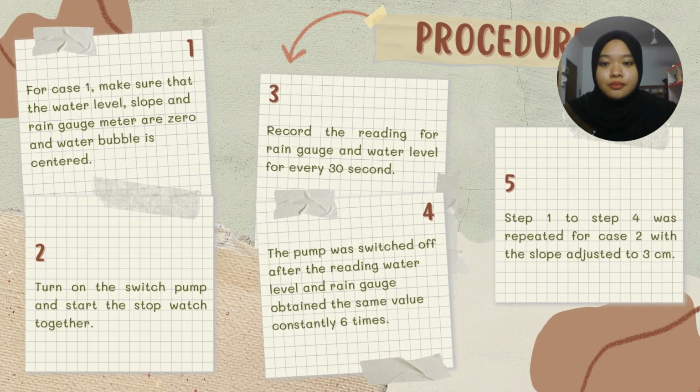The procedure for this lab: first step, for case 1, make sure that the water level, slope, and rain gauge meter are zero and the water bubble is centered. Next, turn on the pump switch and start the stopwatch together. Step 3, record the reading for rain gauge and water level every 30 seconds. Step 4, the pump is switched off after the water level and rain gauge readings obtain the same value constantly 6 times. And the last step, step 1 to step 4 are repeated for case 2 with the slope adjusted to 3 cm.